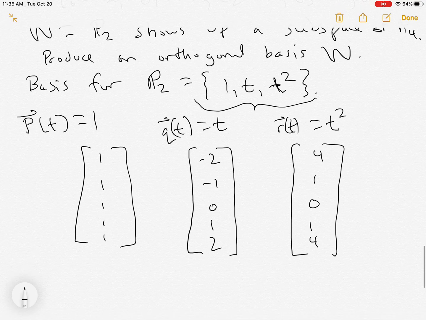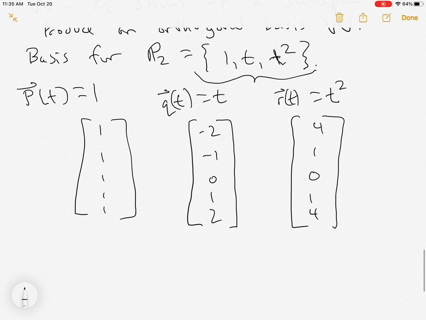So the question is, is P inner product Q equal to 0? If it is, then those two vectors are orthogonal under this inner product.